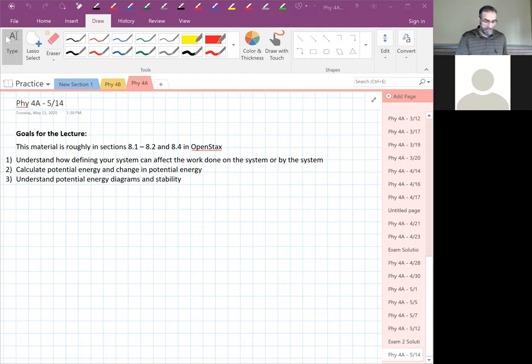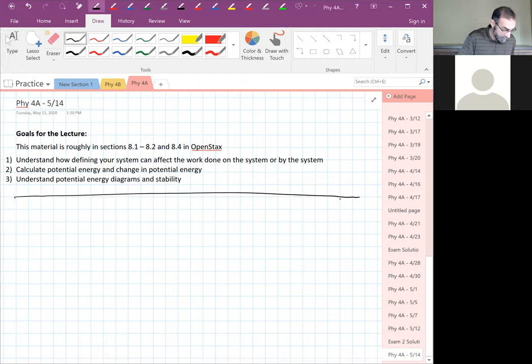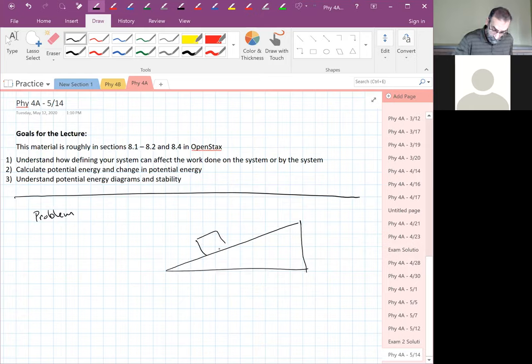So let's do another example like we were doing last time. We're going to have a box sliding on an incline. So we'll make it 10 kilograms, and it's going to go up 5 meters, starting at rest. Let's make that 30 degrees. Some friction, of course.